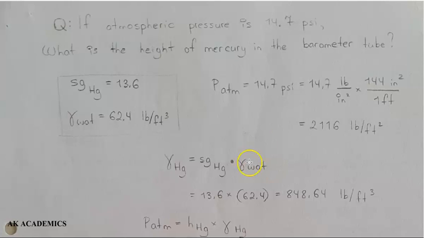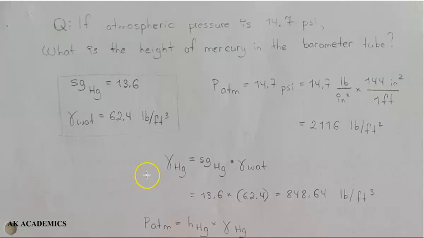Please pay attention to this question. It is very important. First, we have to convert the atmospheric pressure from 14.7 psi to 2,116 pounds per square feet, because they gave us atmospheric pressure to be 14.7 psi right up here. So we had to convert it to pounds per square feet first.